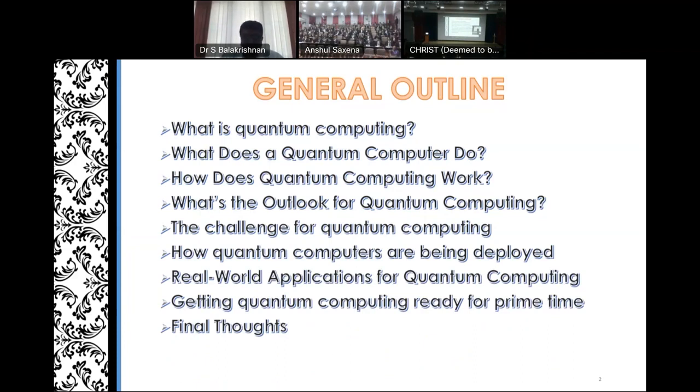So for the next half an hour we are going to discuss all these things. First, briefly I want to explain what is quantum computing.